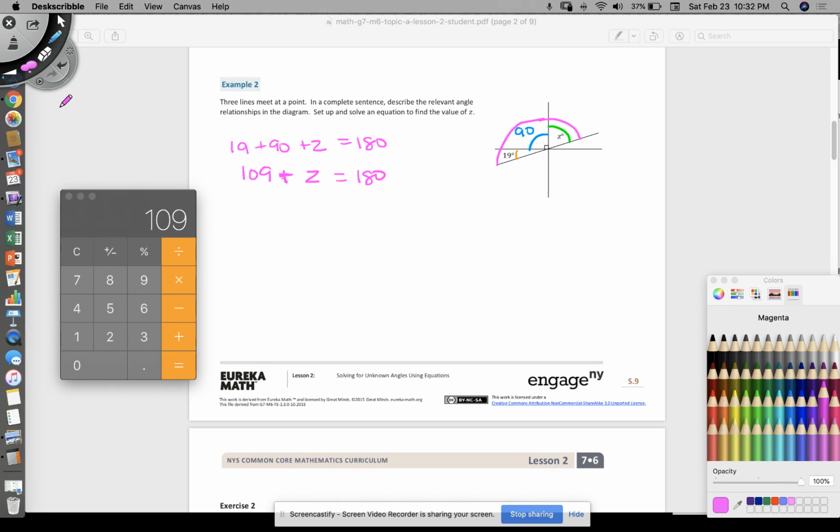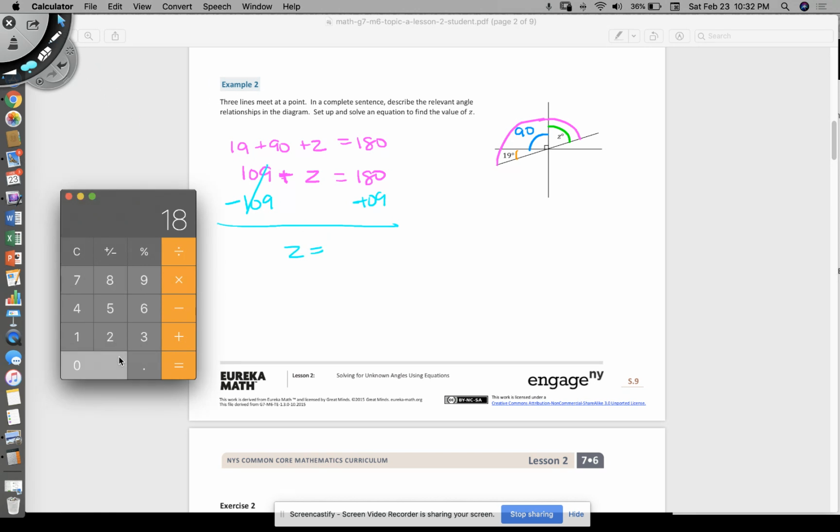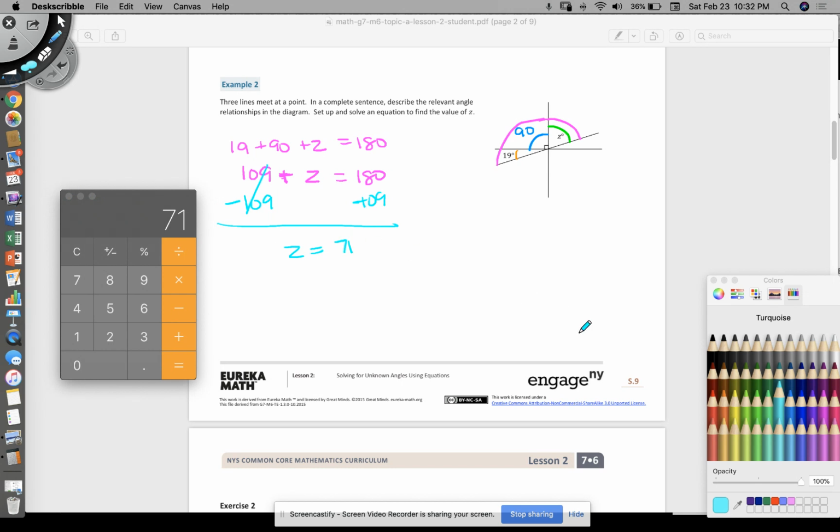All right, so now I'm going to subtract 109 from both sides. Let me show that step. So I'm going to subtract 109. Nope, looks like a plus sign. Subtract, sorry. Those cancel, and I get my Z that comes down. And I'm going to say 180 take away 109 is going to give me 71. So this angle measure here is 71.